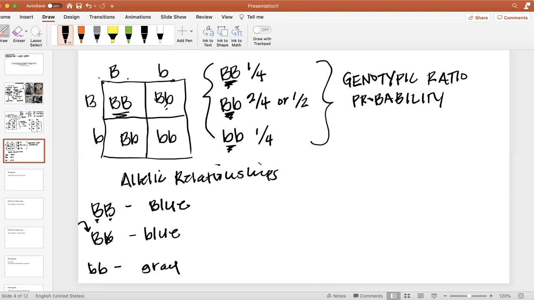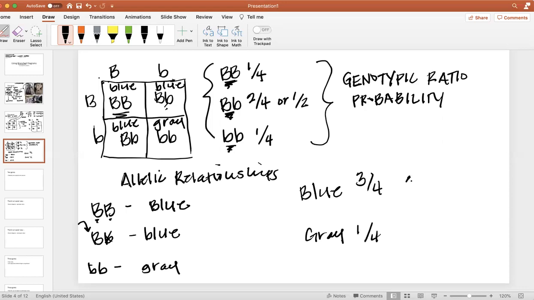So another way of analyzing this Punnett square is to simply look at the physical traits that result from this possible cross. If we do that, we can see that this critter would be blue, this one would be blue, this one would be blue, and this one would be gray. So you can either be blue or gray, with a 3 out of 4 chance of being blue and a 1 out of 4 chance of being gray. Or you could even just say a 3-to-1 blue to gray ratio. This is called the phenotypic ratio.